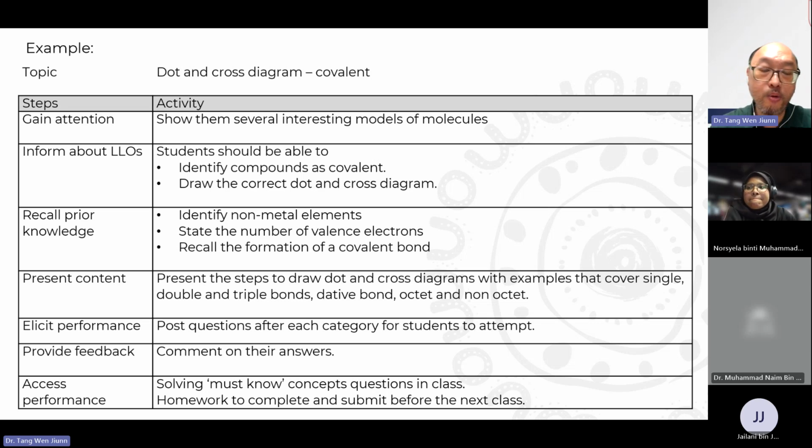Okay, so ask them questions on the must-know concept. Okay, so if they're able to answer, that's good. Then end it with homework. Okay, give them a few homeworks to do, then they have to present next class. Okay, so this is just an example when you are doing the planning.